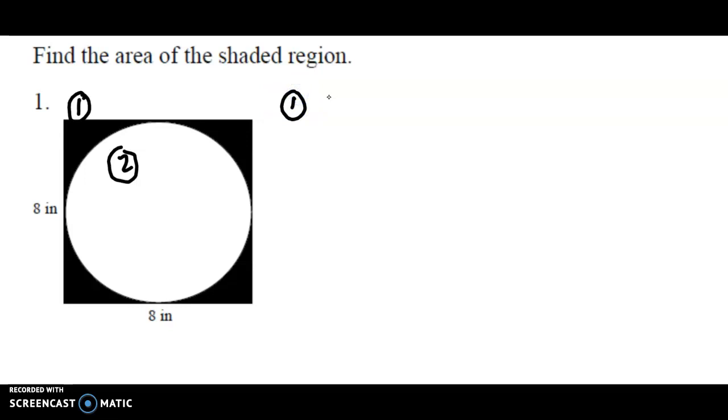So the first one is a square. I am going to do the formula for a square, which is A equals s squared. S stands for the side length, and the side length of the square is 8. I'm going to put that in my calculator, and I'm going to get 64 square inches. Remember, area is squared. It's the number of squares that will fill the object.